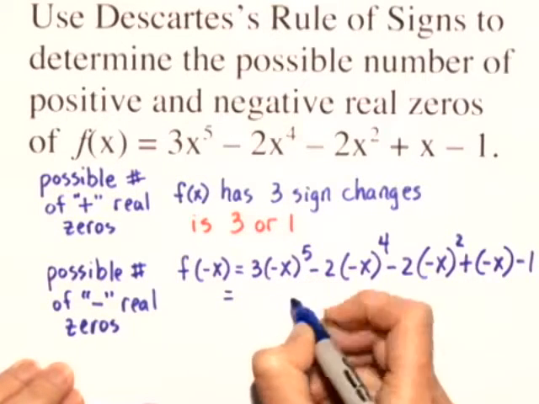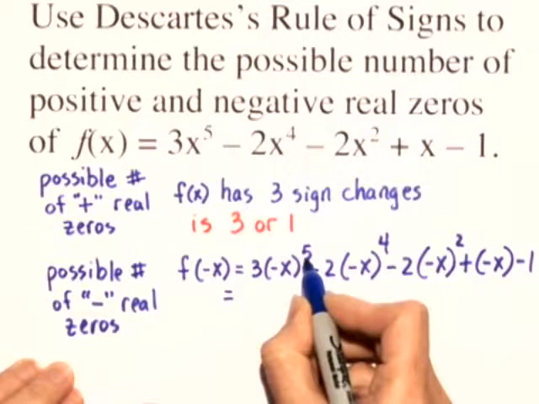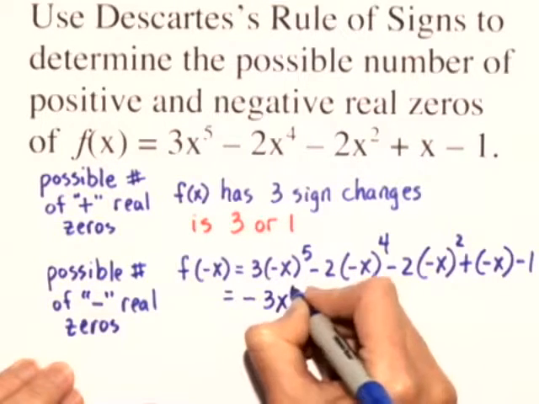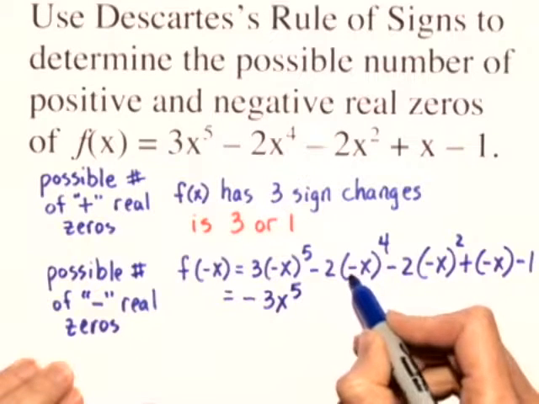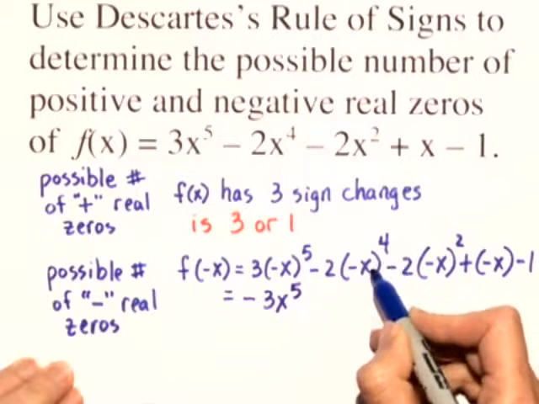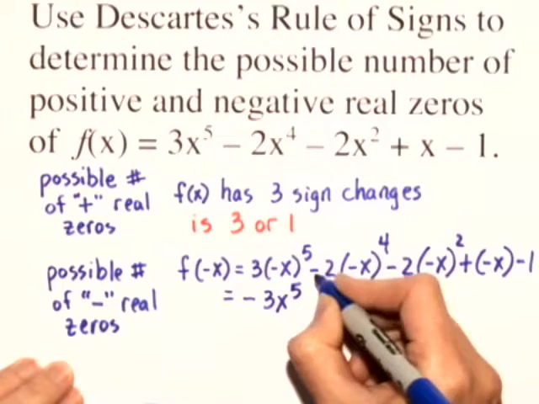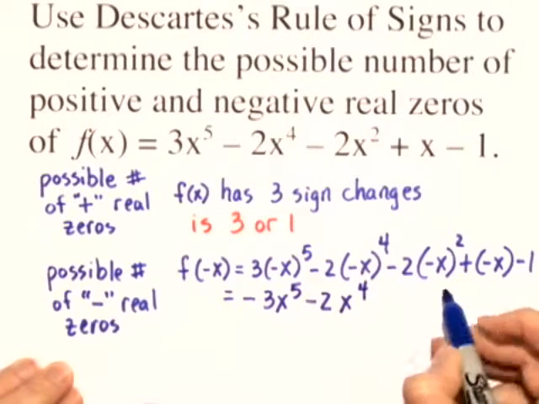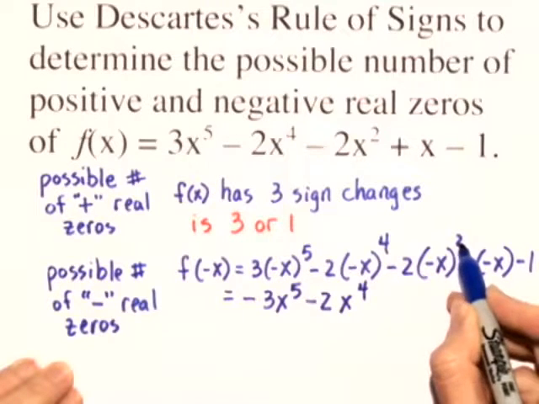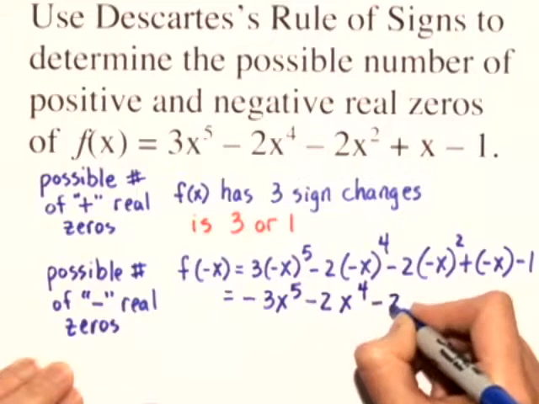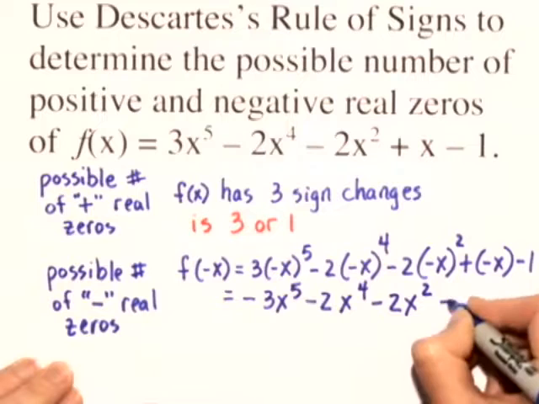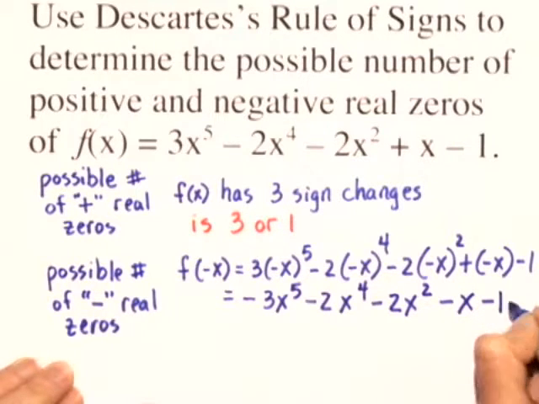And let's simplify that. Negative x to the fifth is going to be a negative, so I'll have negative 3x to the fifth. When I take negative x to the fourth, that becomes positive x to the fourth. So this stays negative 2, and that's positive x to the fourth. When I take negative x and I square it, that becomes positive x squared. So I have the negative 2 times positive x squared plus negative x becomes minus x minus 1.